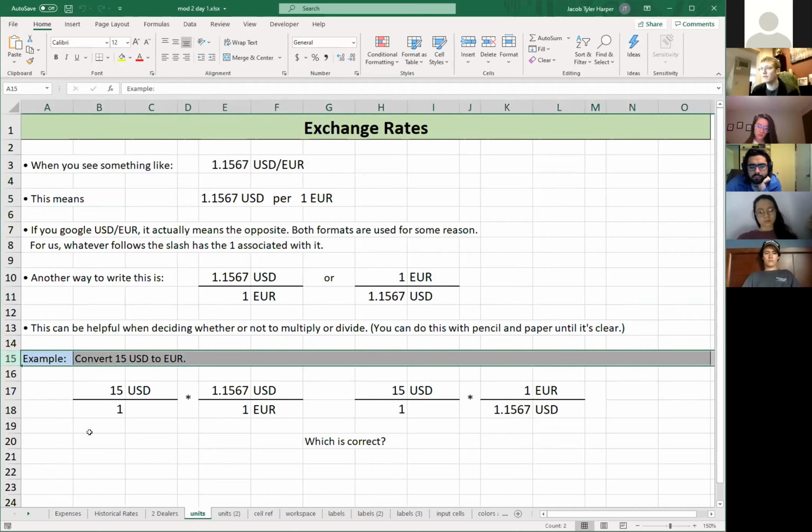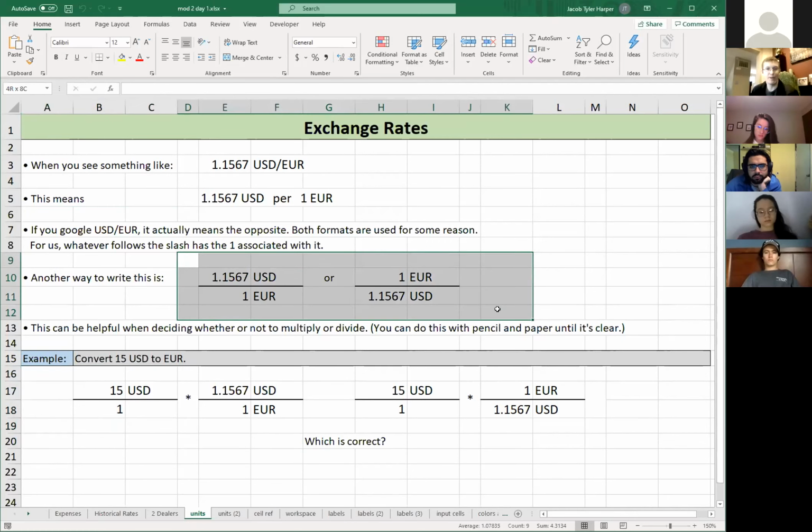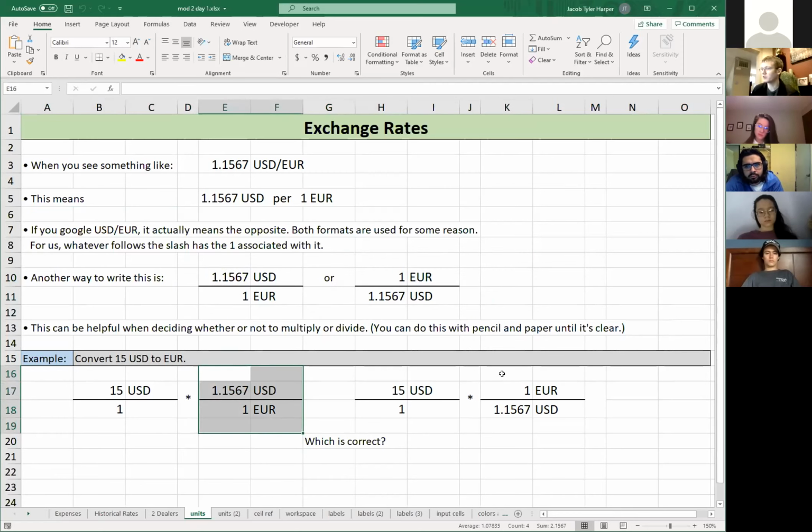Well, let's say you have this problem here where you're converting 15 USD per euro. How I would suggest doing this, if you can't see it in your head, is on a pencil and paper, write down what they have as a fraction with a 1 underneath it. And then you're either going to multiply by one of these. And by looking at the units, you can always figure out which one's correct. So if I multiply by the first fraction, I have that. If I multiply it by the second fraction, I have that.